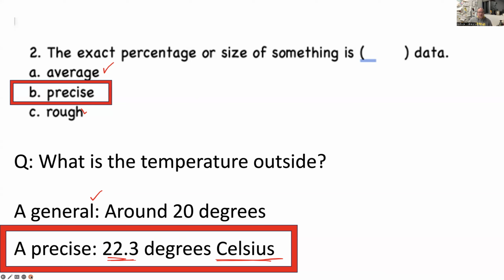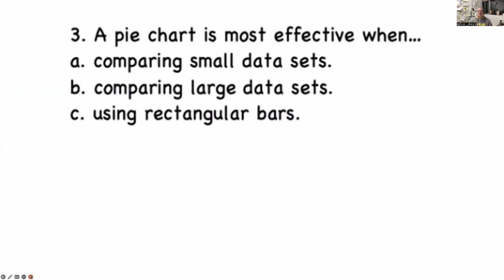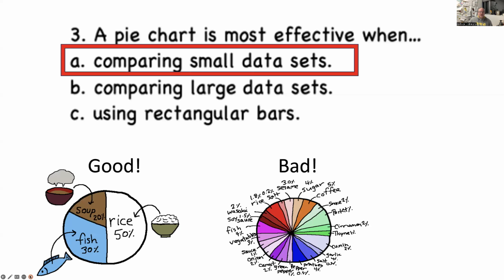Okay, good. Next one. Number three, a pie chart is most effective when comparing small sets of data, comparing large data sets, or using rectangular bars. Five seconds, stop the video. Okay. The answer is comparing small sets of data. This is good. Three data sets, very general. This is bad. Too much information, hard to understand.